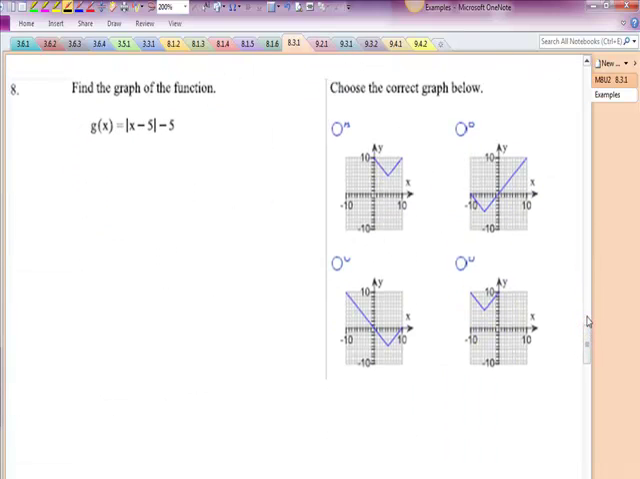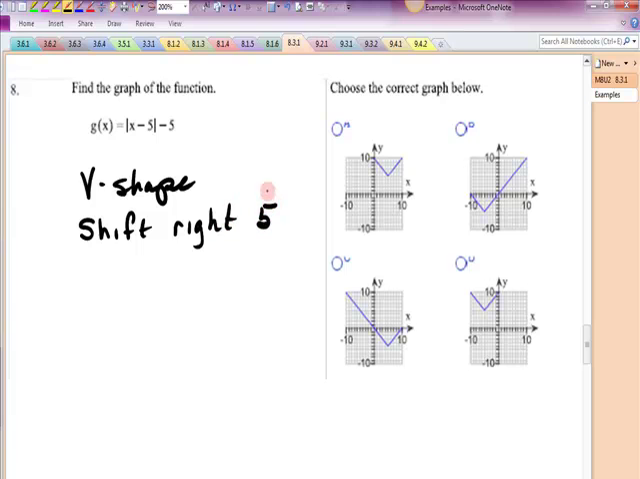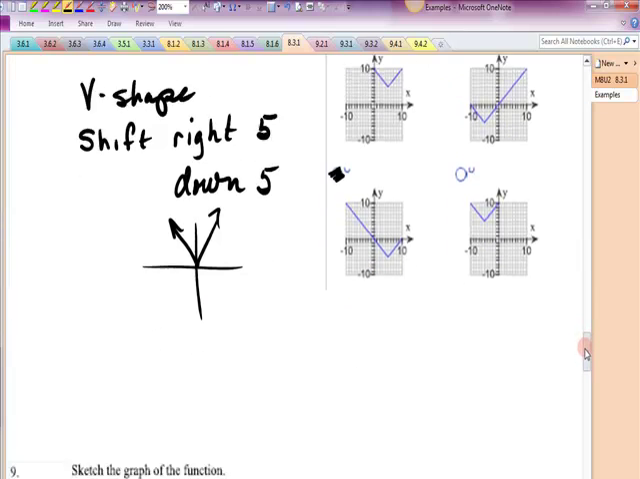Number 8, absolute value. So it's the V shape. The -5 on the inside says you will shift right 5. The -5 on the outside says down 5. Right 5, down 5. It is this choice. Typically the V has its lowest point at the origin, but I was looking for one that had shifted right 5 and down 5.